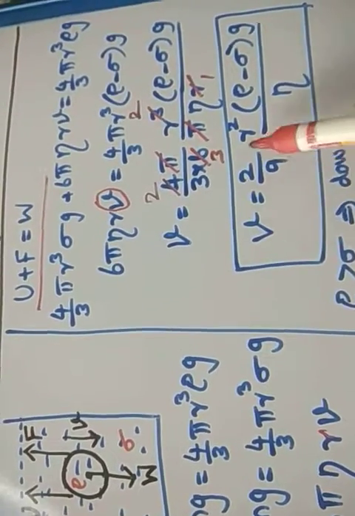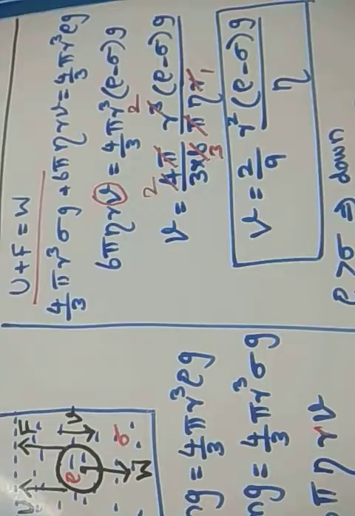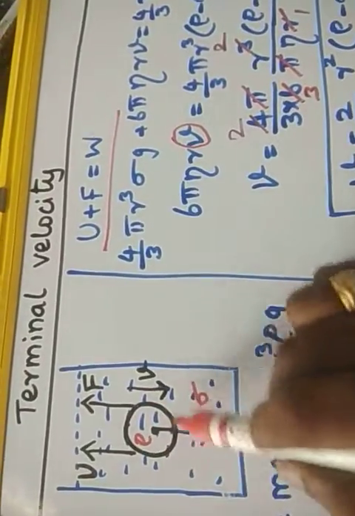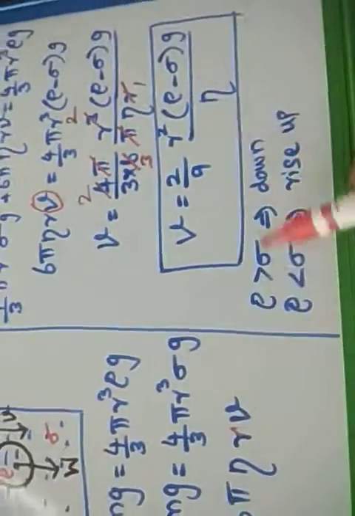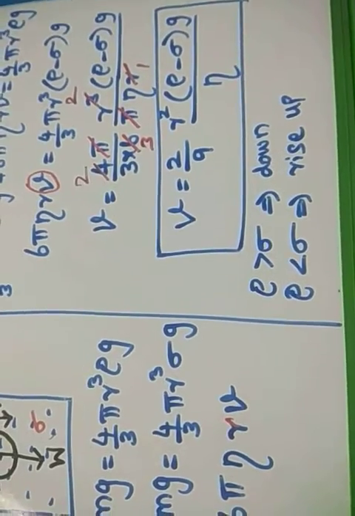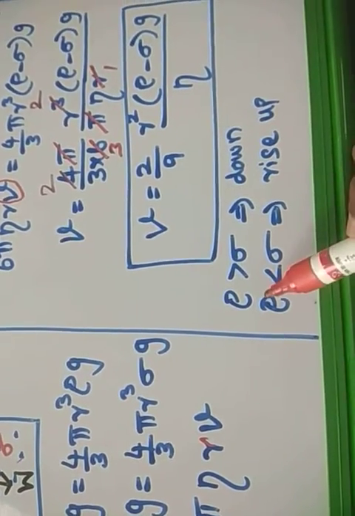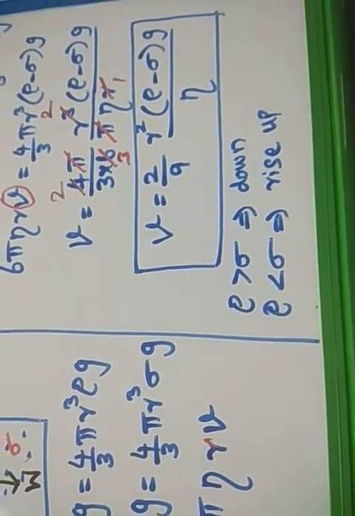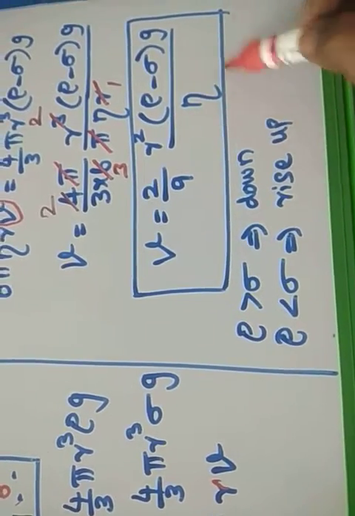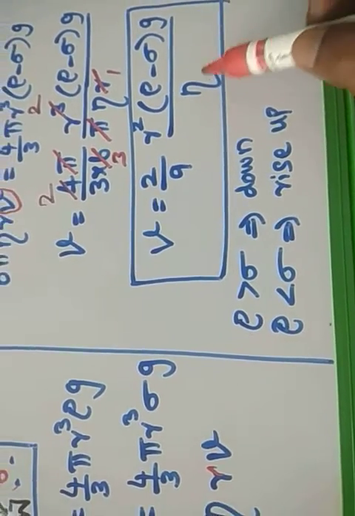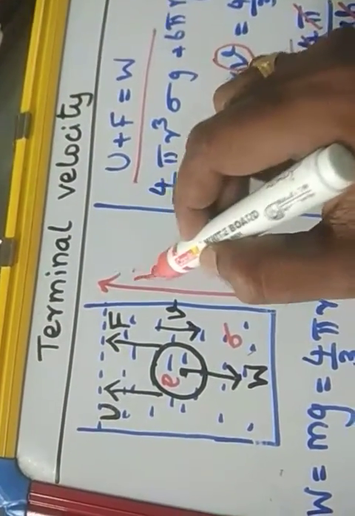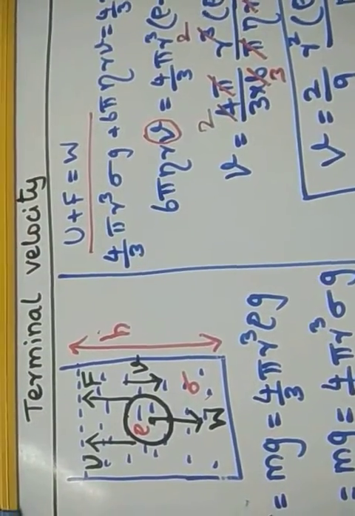This terminal velocity is directly proportional to the square of the radius of the sphere, and it depends upon rho and sigma. Rho is the density of the sphere and sigma is the density of the liquid. If the density of the sphere is greater than the density of the liquid, the sphere will fall down with some terminal velocity. If the sphere density is less than the liquid density, the sphere will rise up. Then the terminal velocity is inversely proportional to the coefficient of viscosity eta. It does not depend upon the height. Whatever the height, the velocity will be the uniform velocity, that is the terminal velocity.